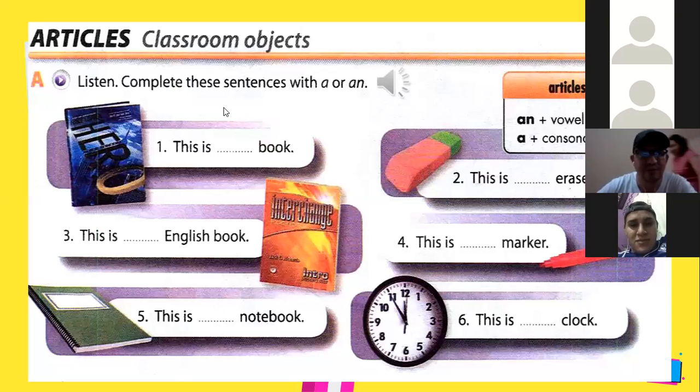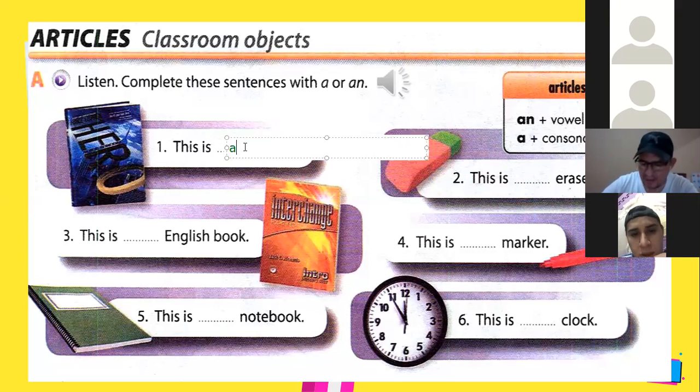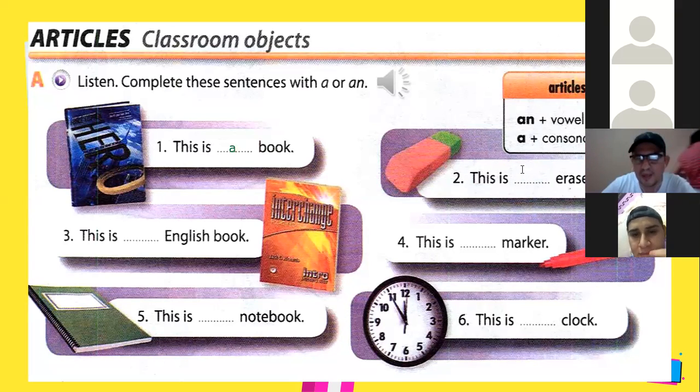No, Robert. Okay, now we have this exercise and you are gonna tell me. Ayúdenme aquí, okay? So, what is the answer here, guys? Number one. This is book. A book or an book? A book. Excellent. Number two, look. This is eraser. This is. A or an?